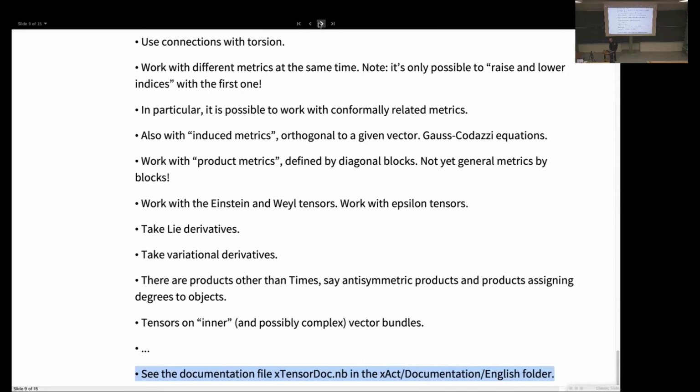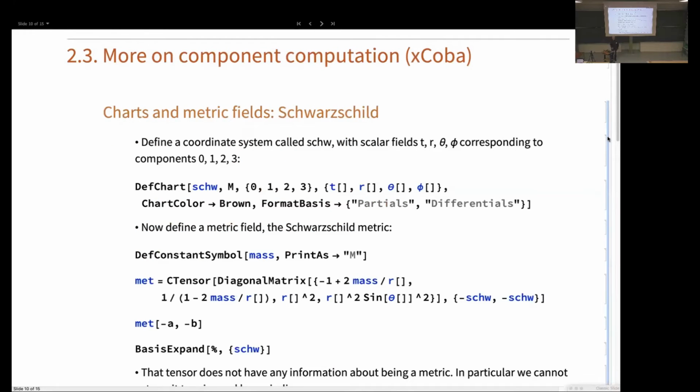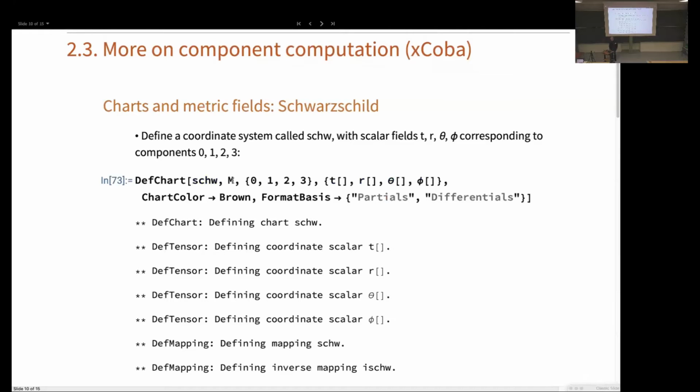Okay, I should go fast. Let's do something more with component computation. So we define a chart. The chart is going to be called like this. It's a chart on the manifold M. Again, we have to number the basis vectors, which are going to be coordinate vectors now, and we name the 4 scalar fields. That's the typical Schwarzschild thing. Now we are going to say that basis and chart are brown. Everything related to those things will be brown.